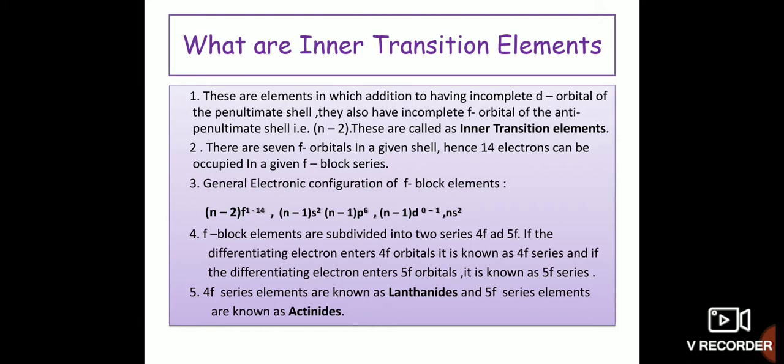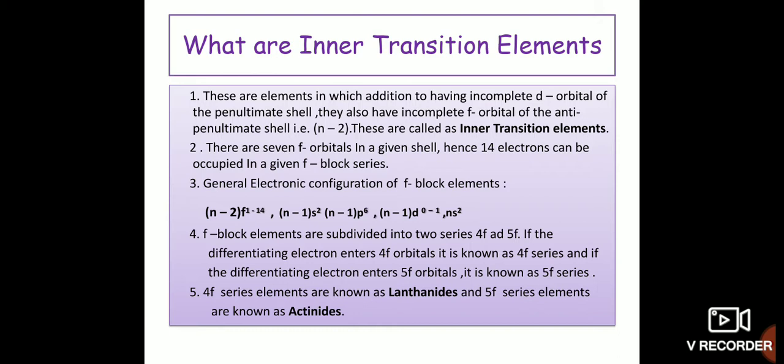As there are 7 f orbitals in a given shell, as many as 14 electrons can be occupied in a given f block series. That is, a particular f block series has 14 elements. The general electronic configuration of f block elements is written as (n-2)f1 to 14, (n-1)s2, (n-1)p6, (n-1)d0 to 1, and ns2.